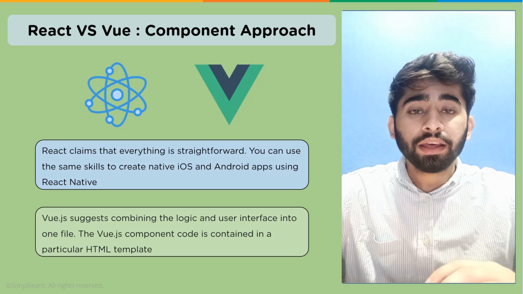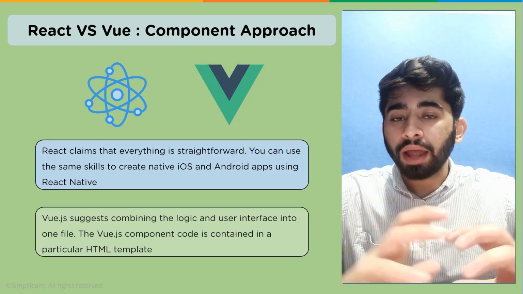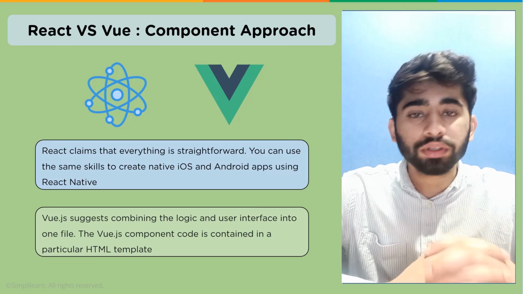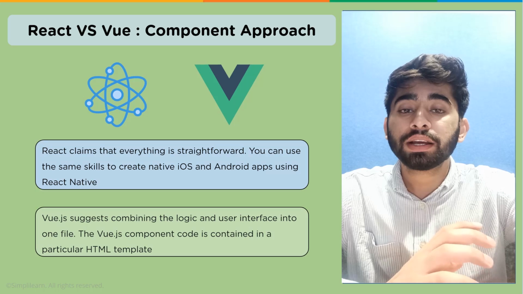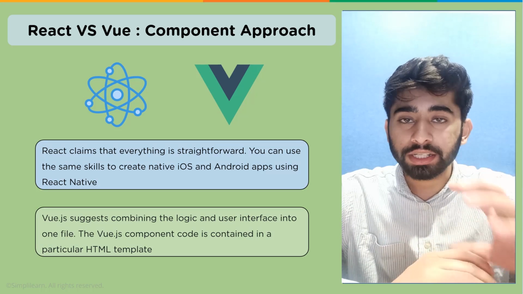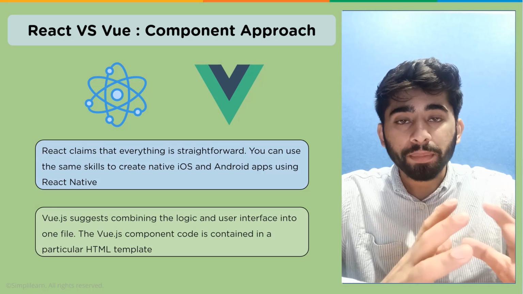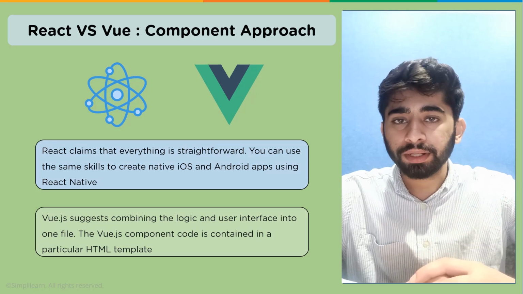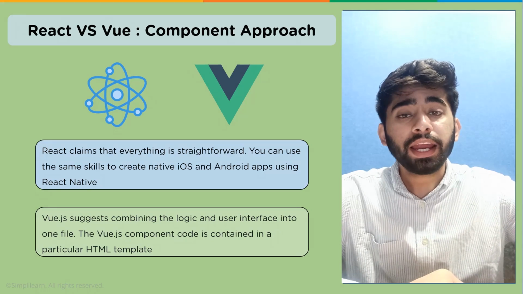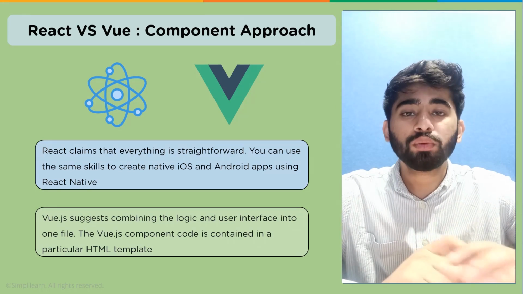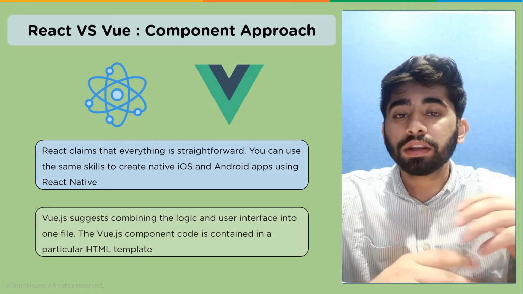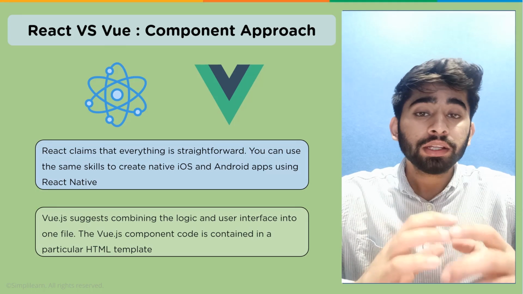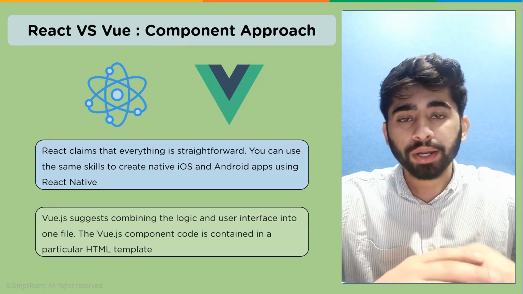Similar to React, Vue.js suggests combining the logic and user interface into one file. The Vue.js component code is contained in a particular HTML template. The component code is clearly visible thanks to the template. It makes it easier for programmers to monitor the method, look at the properties, and check for the render function. The syntax for Vue.js is particular.